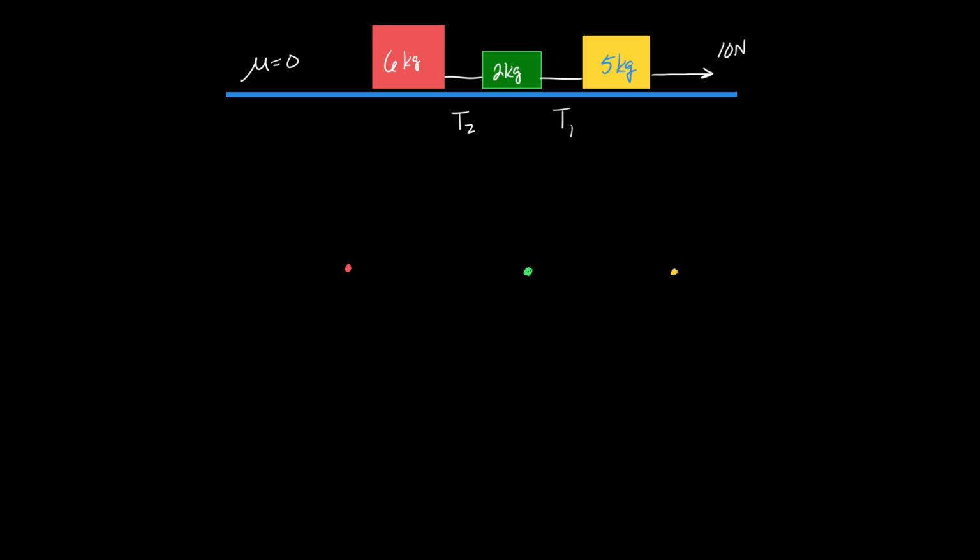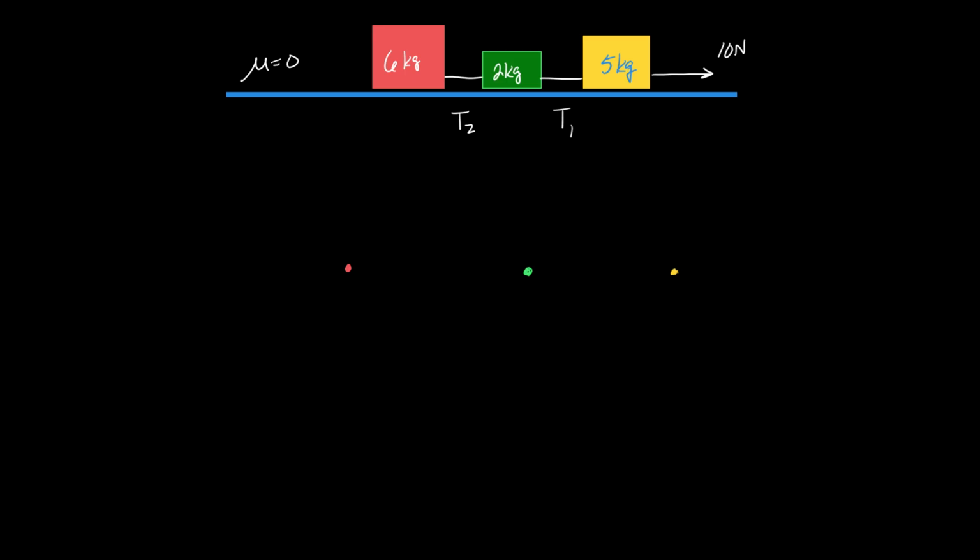I think so. There's an unbalanced force acting on a system with no friction. I think the system's going to accelerate. Do we all agree that it's probably going to accelerate to the right? Okay, with that being said, the 5 kilogram box must be experiencing an unbalanced force.